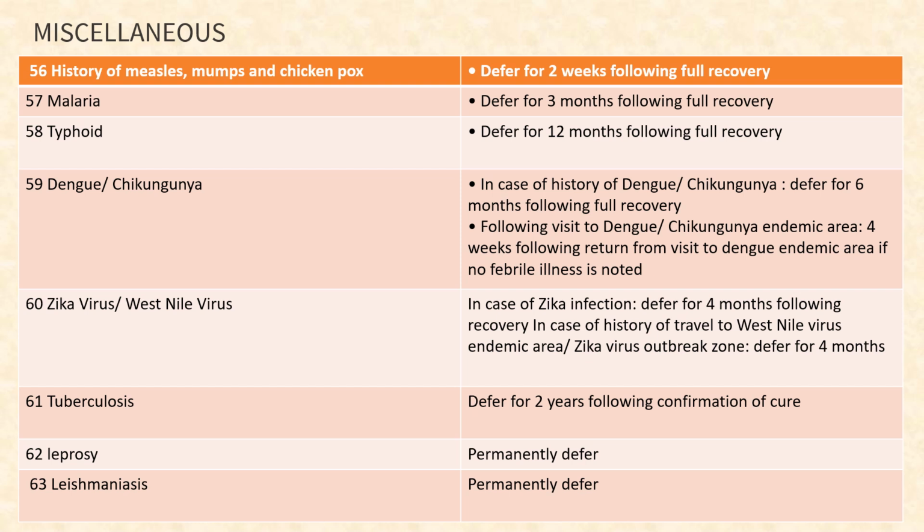In case of Zika infection, the defer period is 4 months following recovery. In case of a history of travel to a West Nile virus endemic area or Zika virus outbreak zone, the defer period is 4 months. For tuberculosis, the defer period is 2 years. In case of leprosy and leishmaniasis, the donor is permanently deferred.